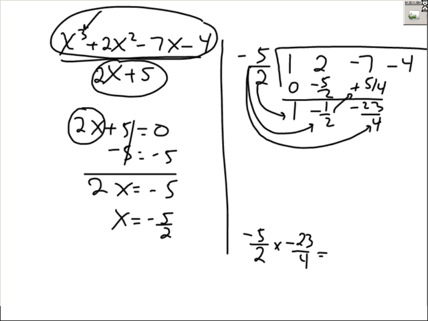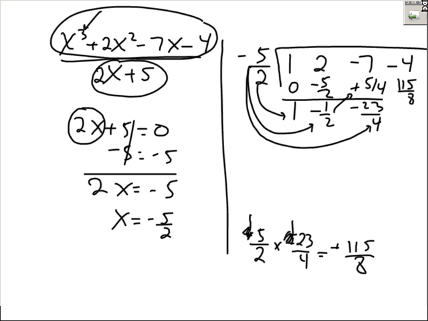Well, first, do the sign. A negative number times a negative number is positive. Good. There are no signs. The answer is positive. 5 times 23 is that number. And 2 times 4 in the bottom is 8. That's what goes here. 115 over 8.